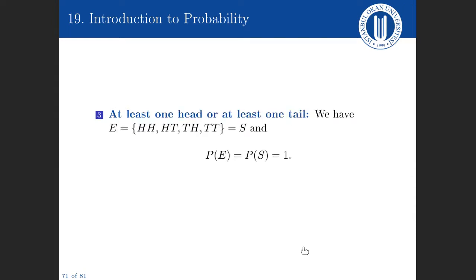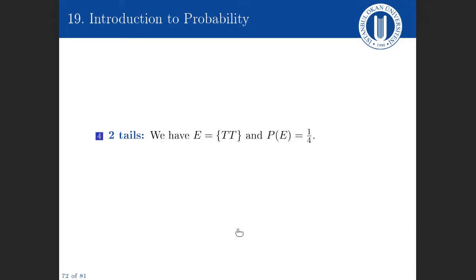How can we get at least 1 head or at least 1 tail? We could have head head, that has at least 1 head. Head tail has at least 1 head. Tail head has at least 1 head. Tail tail has at least 1 tail. We have the whole sample space S, and the probability of the whole sample space must be equal to 1.